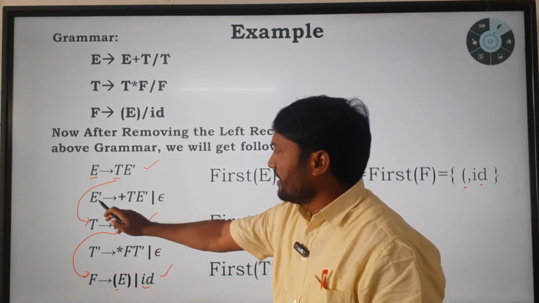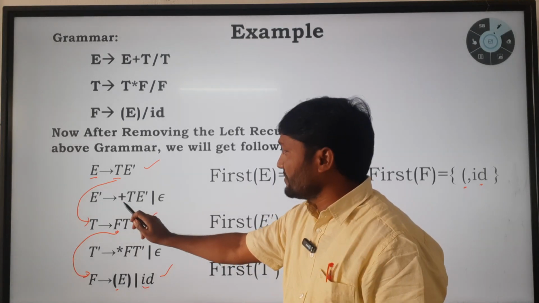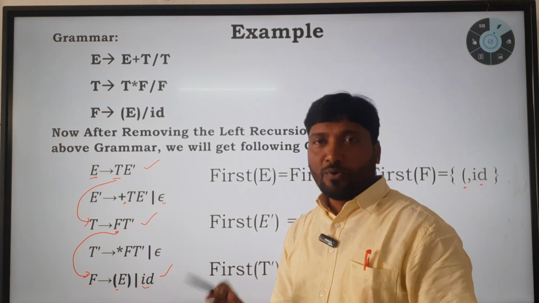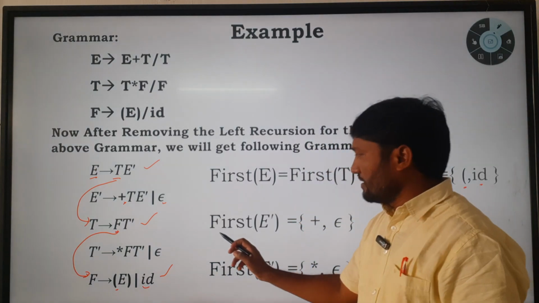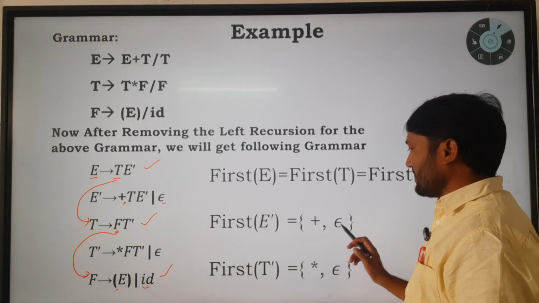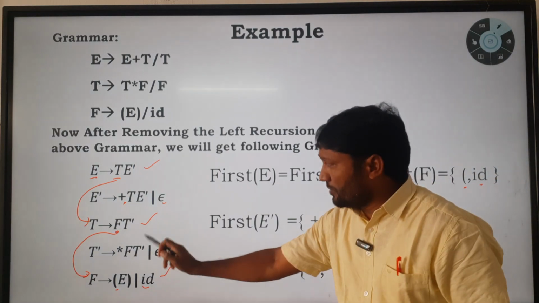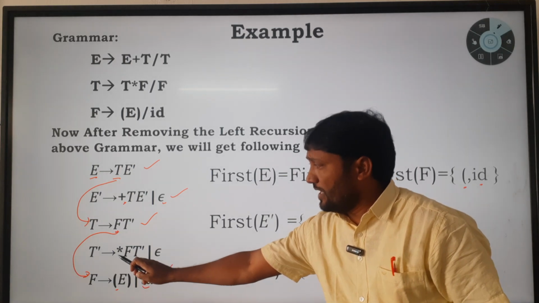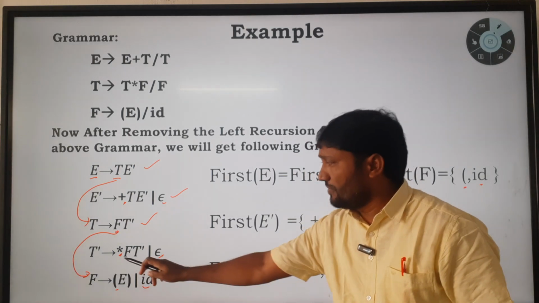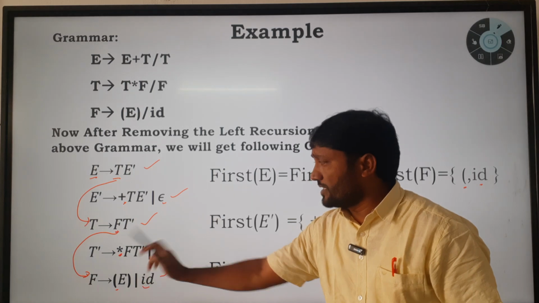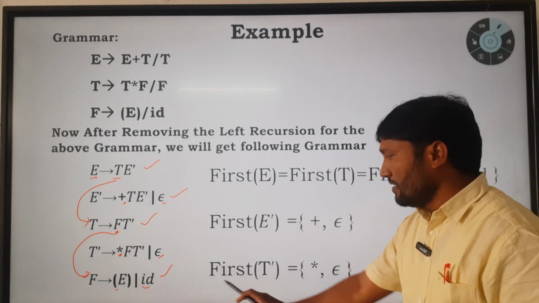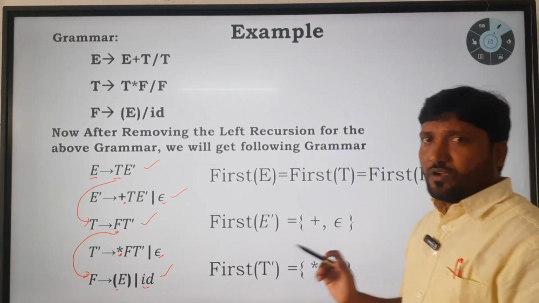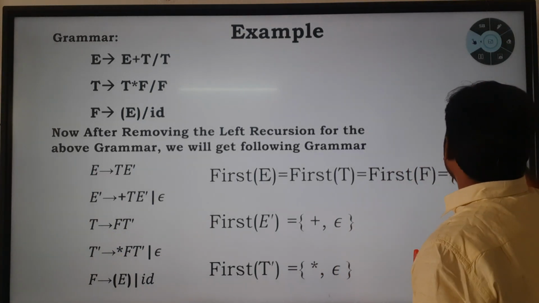Now come to the second one, E dash. What is the first symbol here? Plus and epsilon. Both are terminal symbols, so first of E dash equals plus comma epsilon. Similarly, first of T dash equals star and epsilon, because on the right-hand side the first symbols are terminal symbols. So first of T dash equals star comma epsilon. This is how to calculate the first function.